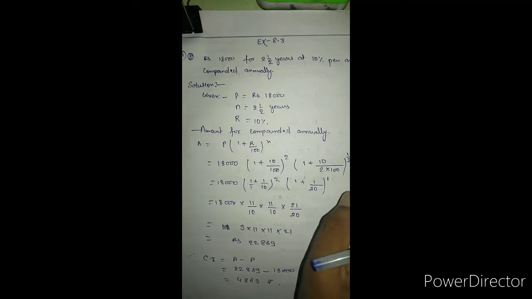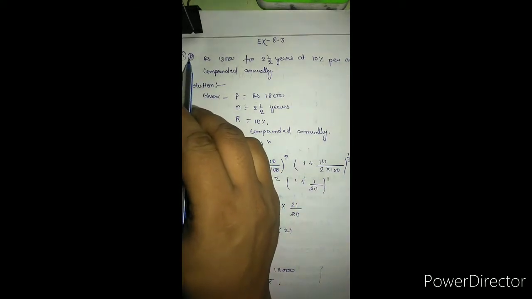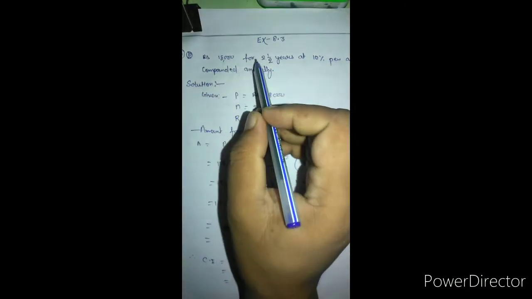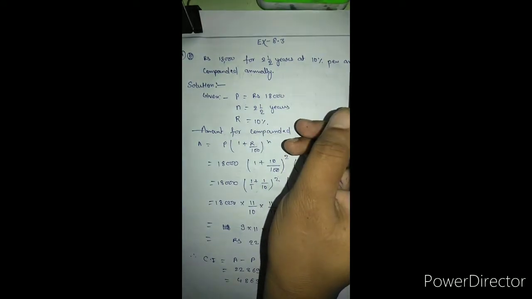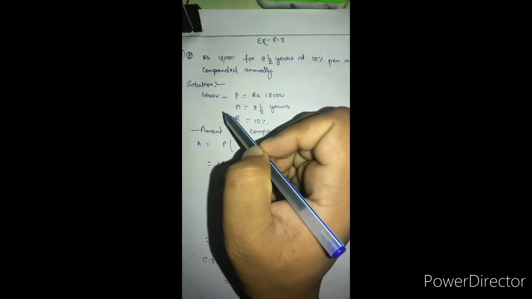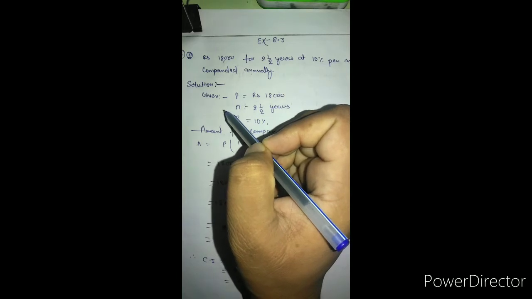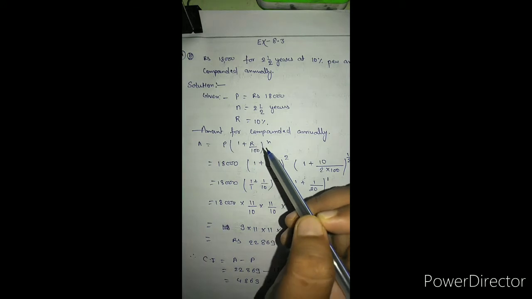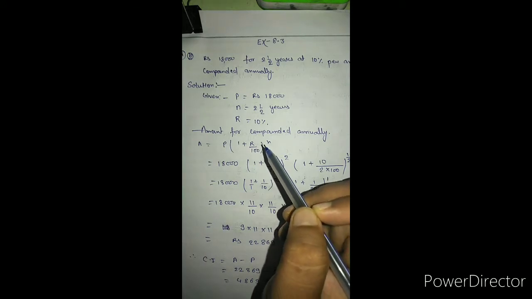Dear students, today we are going to solve question number 1b of exercise 8.3. So look here at what is given in this question. Rupees 18,000 for 2 and 1 by 2 years at 10% per annum compounded annually, and we have to calculate the amount and compound interest for this question.